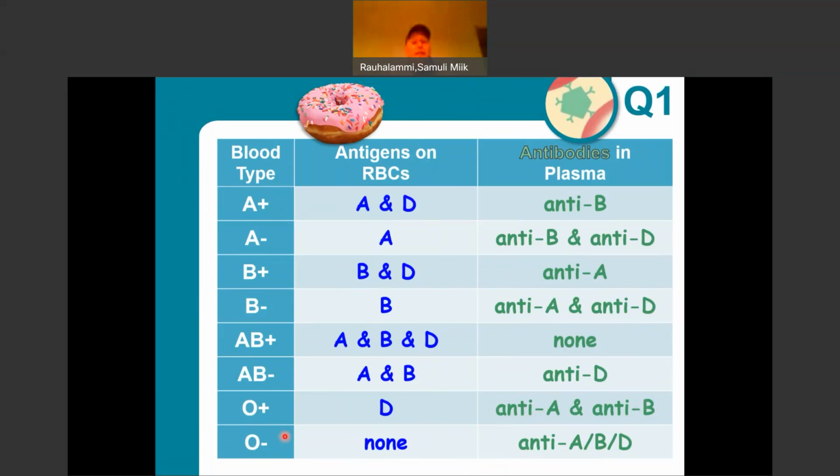If you're O negative, you will have none of these antigens that we've discussed on the surface of your red blood cells, but your plasma will carry anti-A, anti-B, and anti-D antibodies. So I hope that that makes sense.